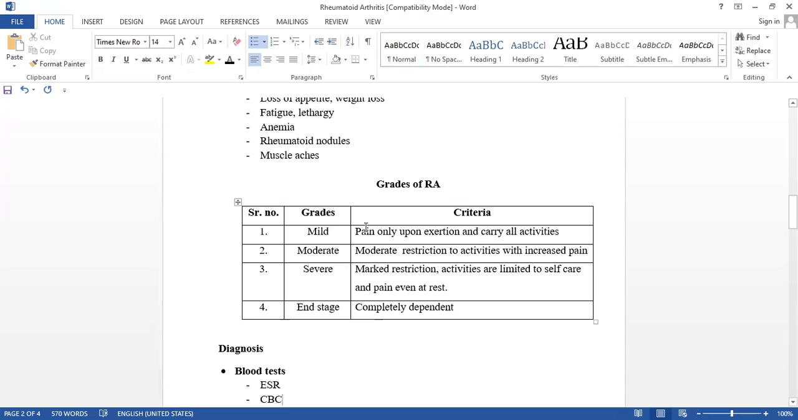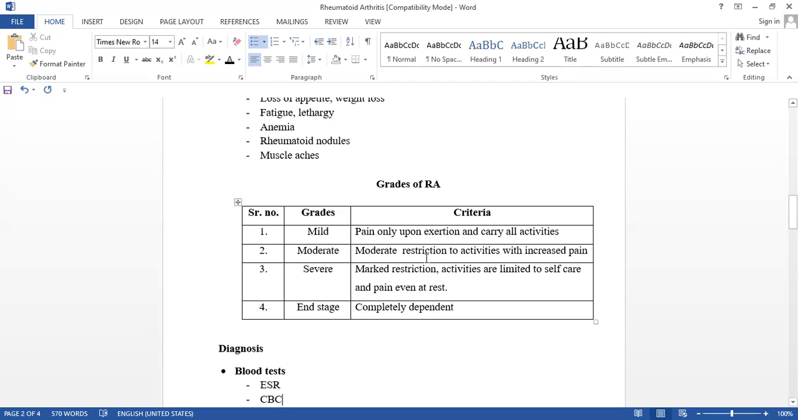In mild rheumatoid arthritis, pain only upon exertion, and they can carry all activities. Means what? Pain only during exertion. When there is exertion, that time only the pain. Otherwise, if the patient is relaxed, there is no pain. They can carry all activities.